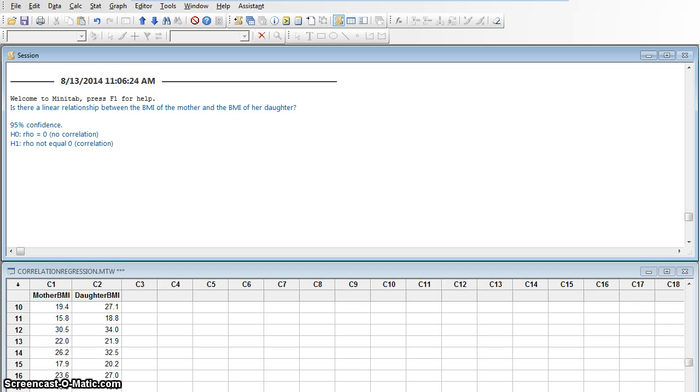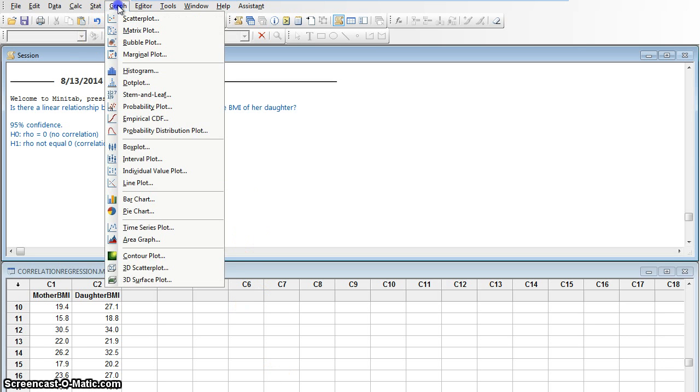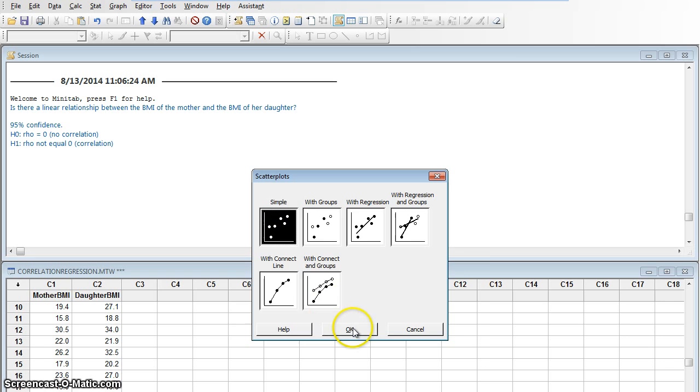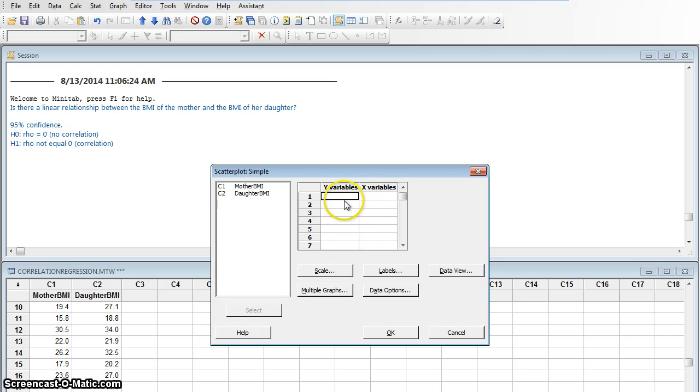Step two asks us, is this a simple random sample or the whole population? In this case, this is a simple random sample. I've done my sampling well. So step 3 says to make a scatter plot, just to see visually if this looks like it could possibly be linear. So we are going to go to graph, scatter plot. I'm just doing a simple scatter plot. Wonderful. And then I have to know which one is which.